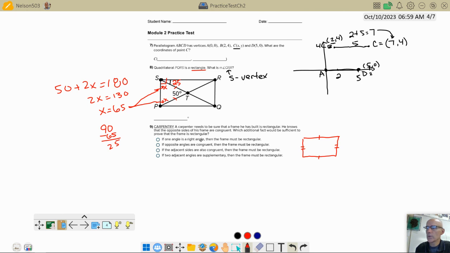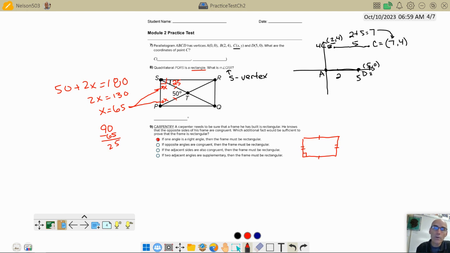If one of the angles is a right angle, yeah, right? Because boom, we'd have a right angle right here, right? Then they'd all be right angles since the opposite sides are congruent. It's a parallelogram. Opposite angles then would be congruent. There'd be a right angle. Consecutive angles are supplementary. So I'm going to highlight this one.